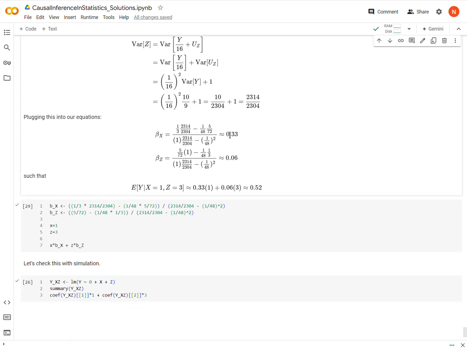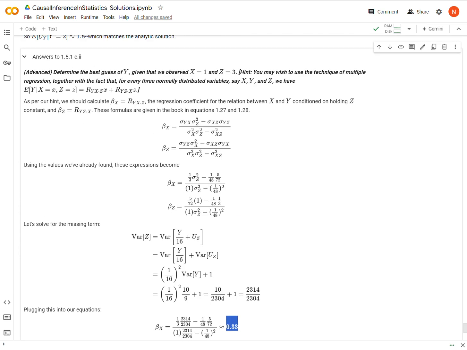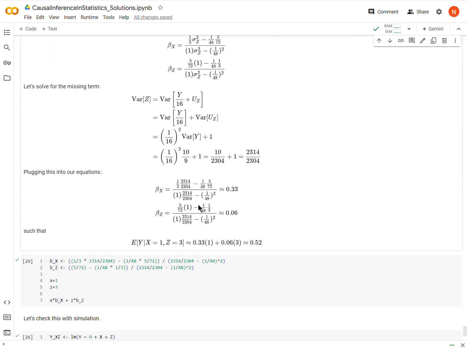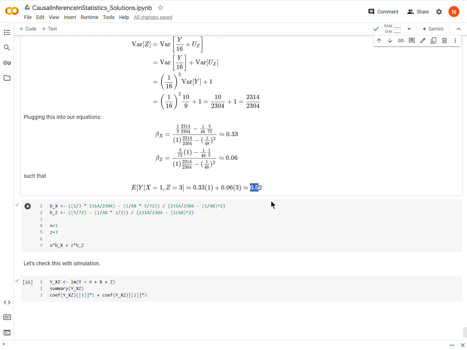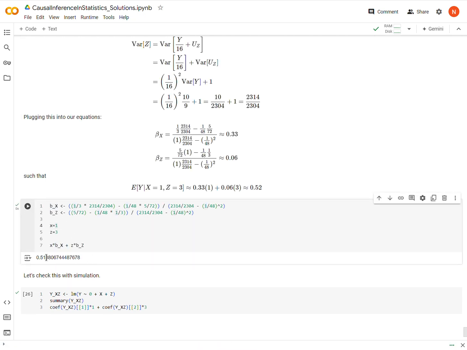Now if I plug those into this equation right here, I have the coefficient for x times the value of x, which is 1, plus the value for z, which is 3, times its coefficient, and we come out with approximately 0.52. You could get a very exact decimal answer if you wanted, but anyway, I calculated all of this here. So this is the exact answer.